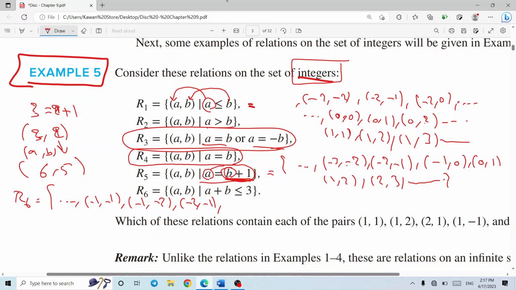B, put any number here, is your B. Here should be what? Plus 1.